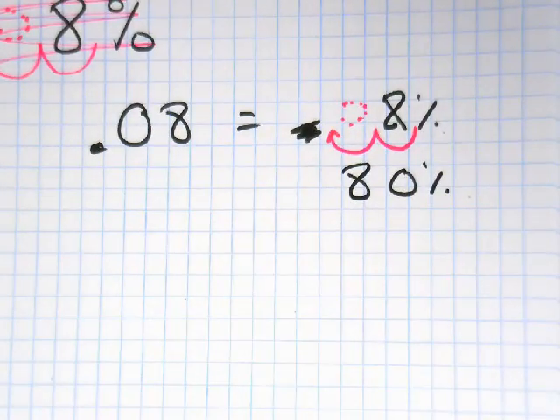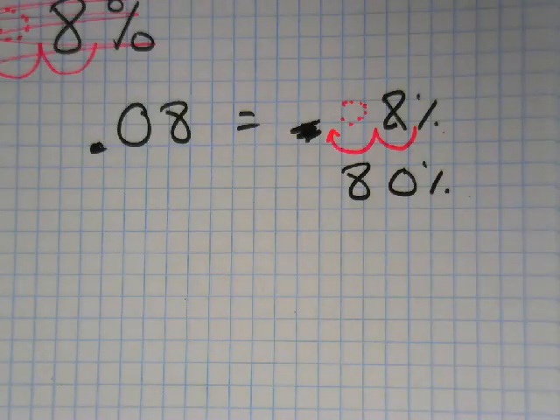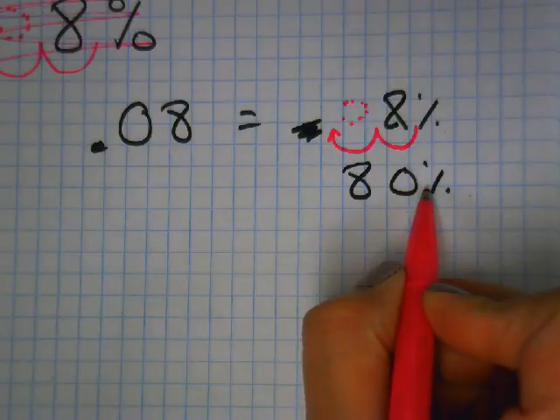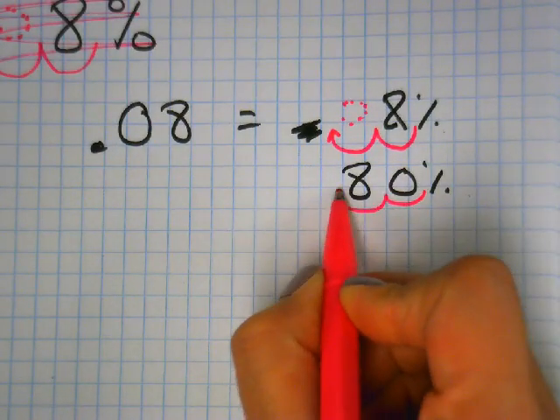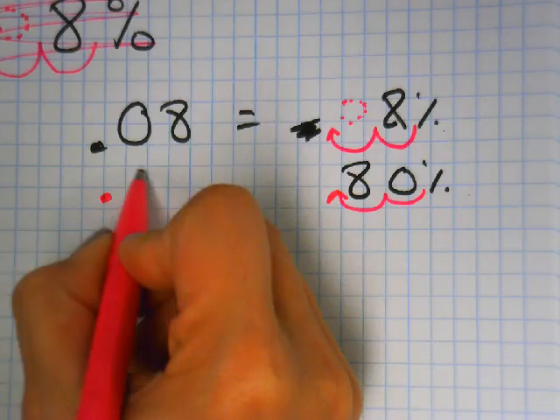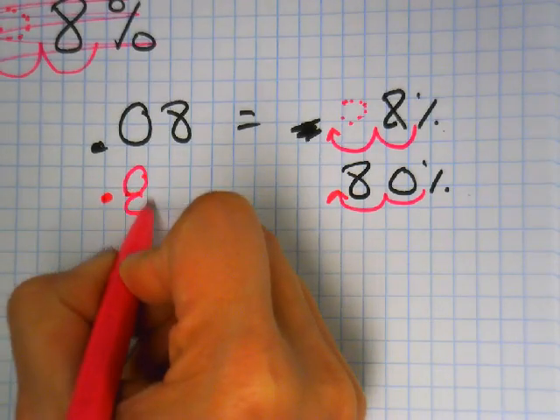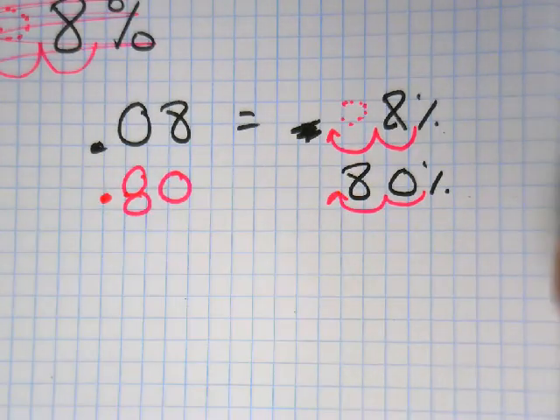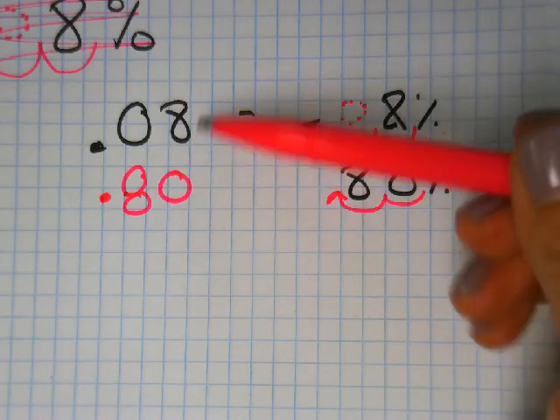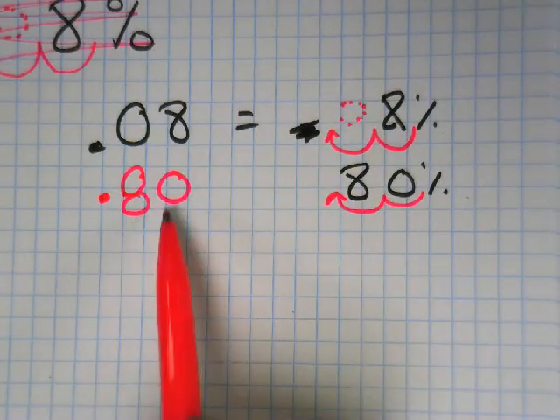80%. You got an 80% on your test. What decimal is 80%? So how many times do I move it? 2. It starts in the back because I don't see it. 1, 2. So 0.80. So notice the difference between this one and this one, right? Where are the zeros? So this would be 80, and this is just 8.